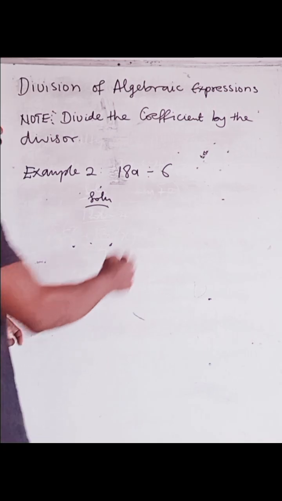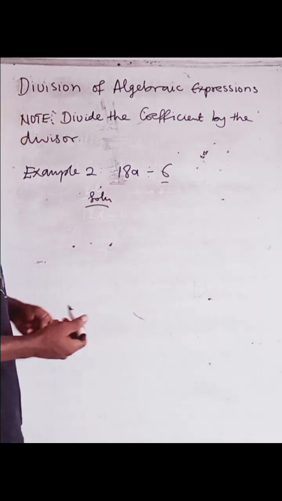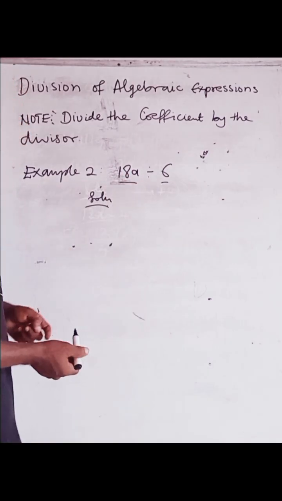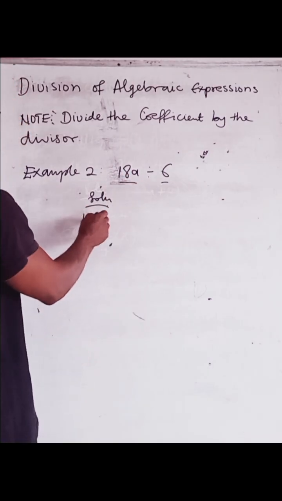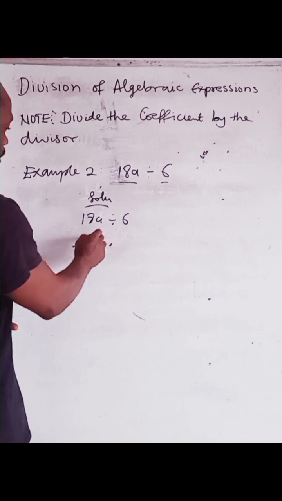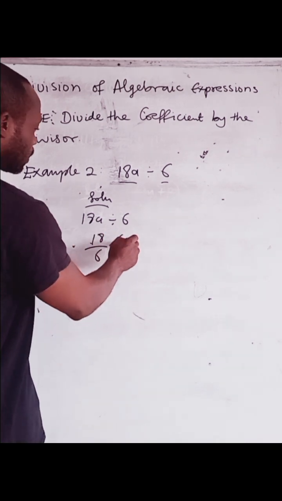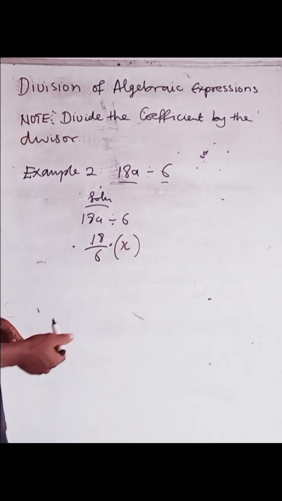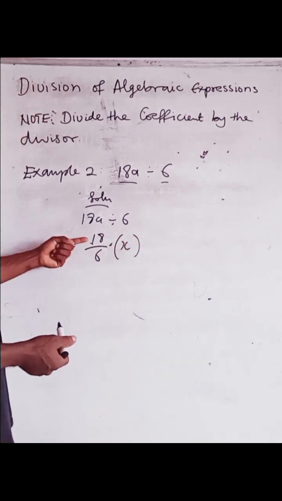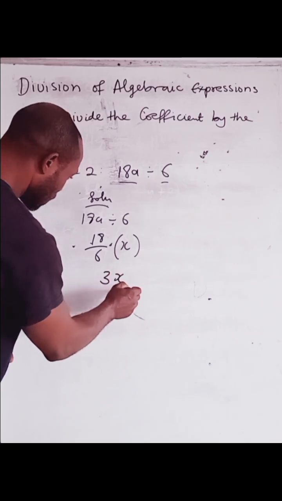Here again, 6 is the divisor, because 6 is dividing the algebraic expression 18x. Therefore, 18x divided by 6 can also be expressed as 18 all over 6 multiplied by the value of x. 18 divided by 6 is 3. Therefore, the expression is 3x.